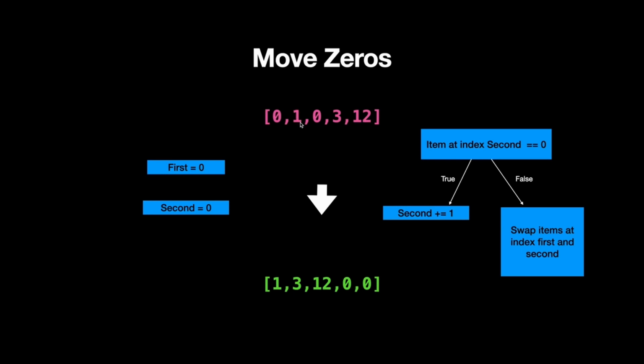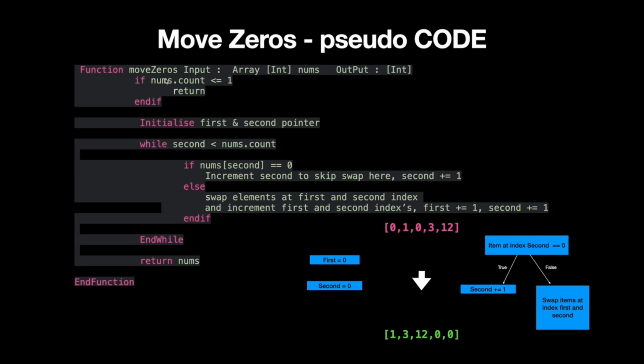Then again we will check if the item at index second is 0, then we will move to the next index, and first would be here only, and then we'll keep comparing. Second will be moving forward from the first index. First will be behind second, right? And every time we encounter that the item at index second is not 0, then we will swap it with the item at index first. That's all we do.